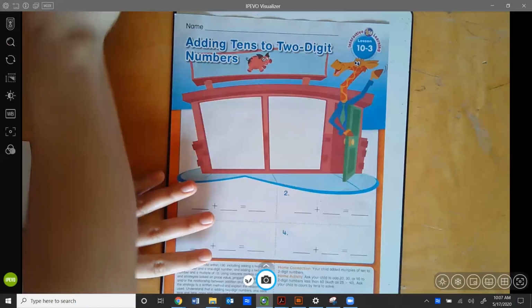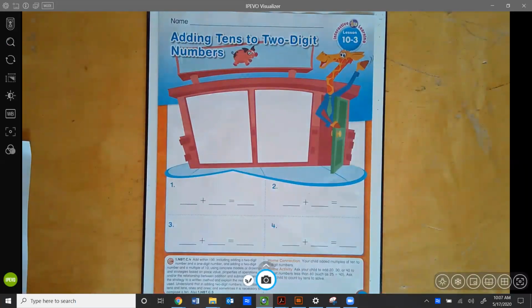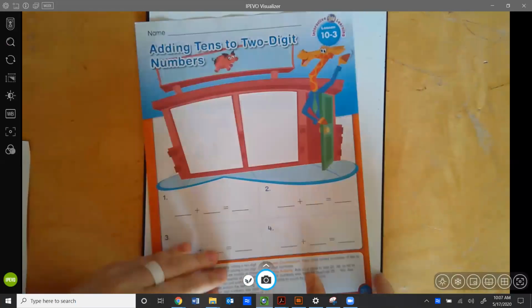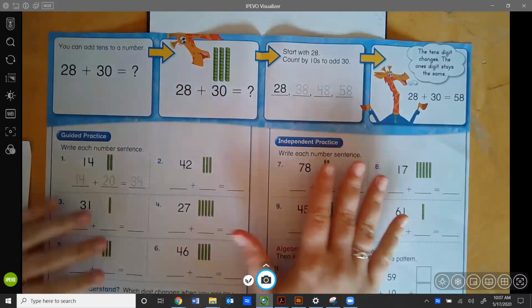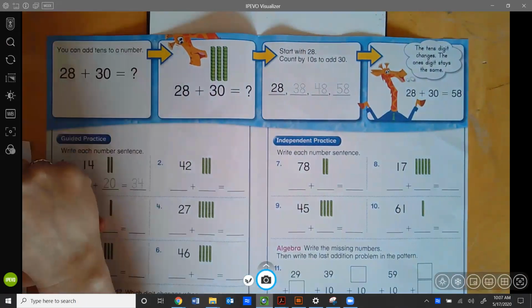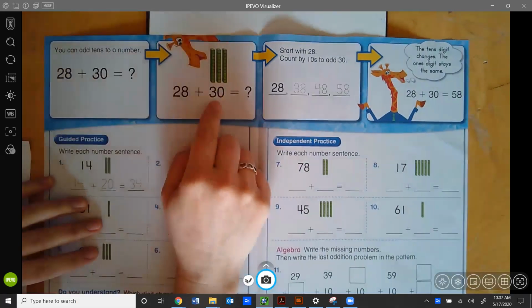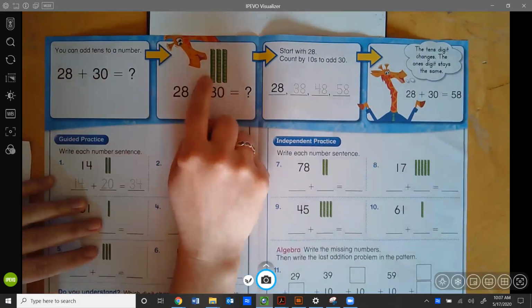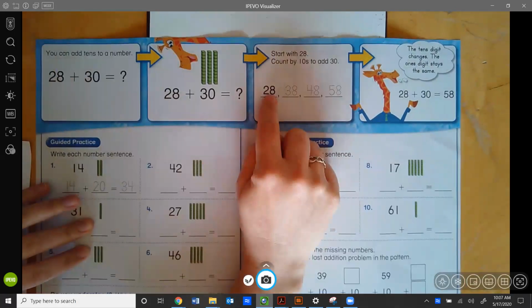Okay, move my eraser to the side there. So today you're talking about adding tens to 2-digit numbers. Let's skip over this first page. Let's take a look at the top because this is a review of what the video is telling you. You can add tens to a number. So 28 plus 30 equals 28 plus 30. So now they're showing you actual tens blocks. And they're saying start with 28 and count by tens to add 30.